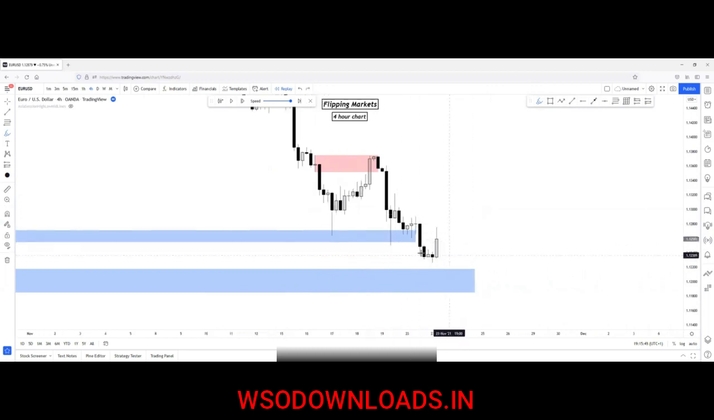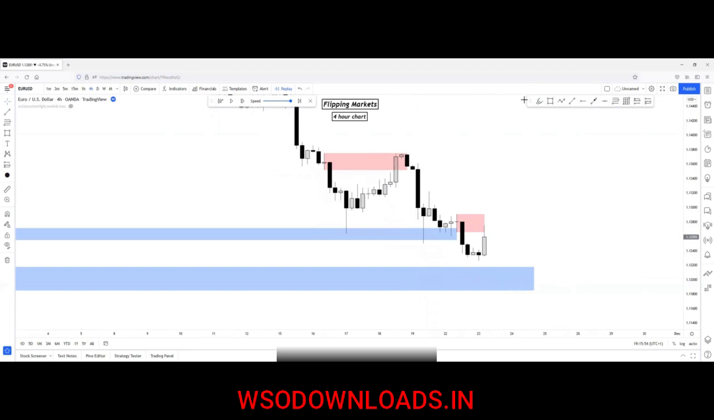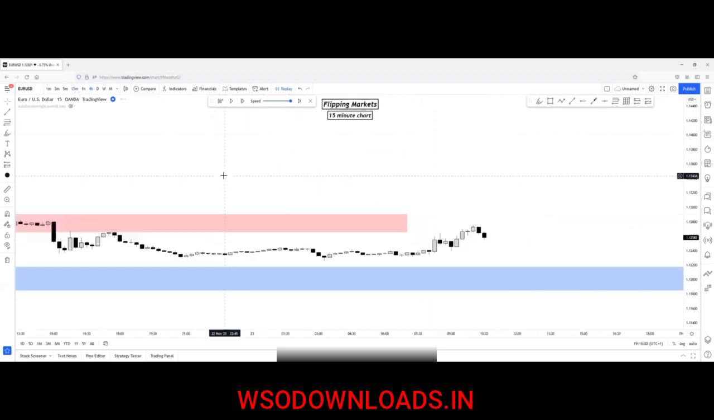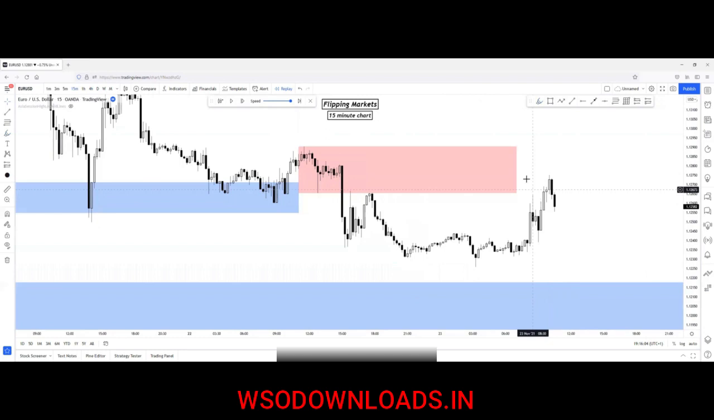And it actually didn't tap into the next 4-hour demand zone. So we will have this right supply zone. I will just mark this out as a 4-hour supply zone, as you can see. And price actually tapped this zone and had a small rejection on it. Right now, we have to switch to the 15-minute chart and mark out all of the 15-minute zones.